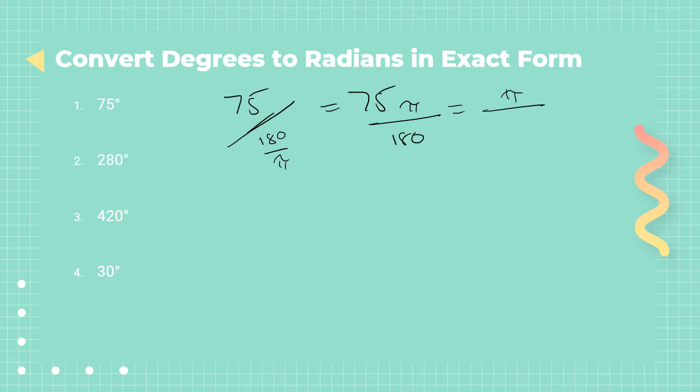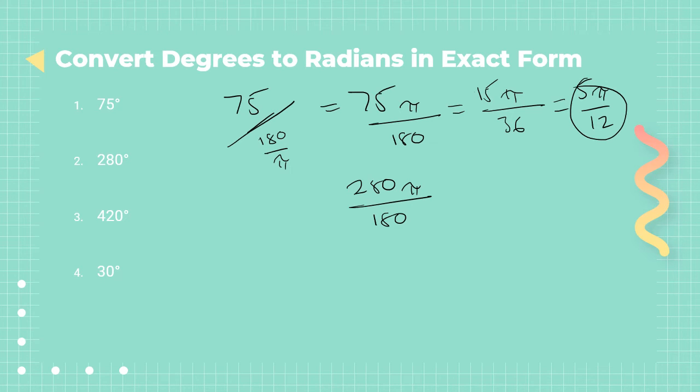That was a mistake there. So 15 pi over 36. And now we can simplify that even further to make it 5 pi over 12. And that's how we basically solve it. Now we will just do the exact same for 280. So 280 pi over 180. And then you'll just simplify it and you'll do the exact same for the next two questions.